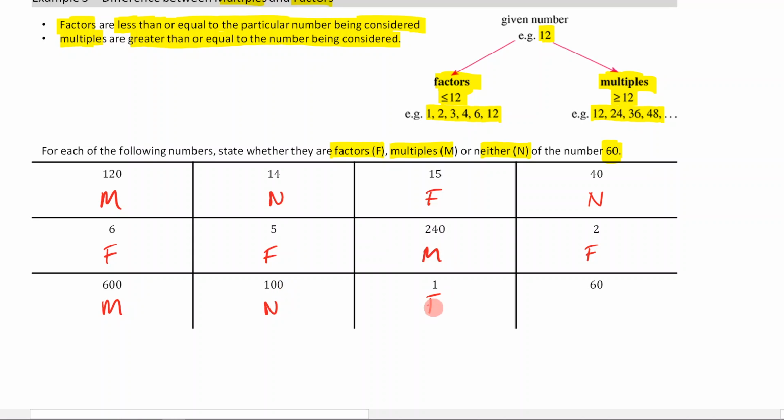1 would be a factor, and then the last one's a bit of a trick, it's 60. If you look here at this example when we're dealing with 12, as you can see, 12 is a factor and 12 is a multiple. So that means it's both a multiple and a factor.